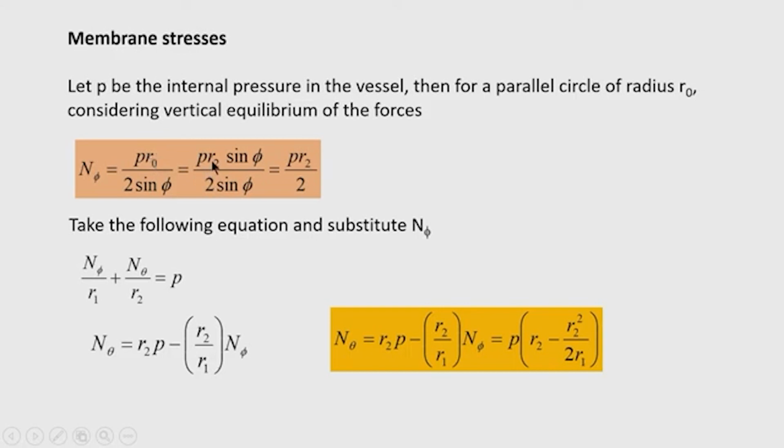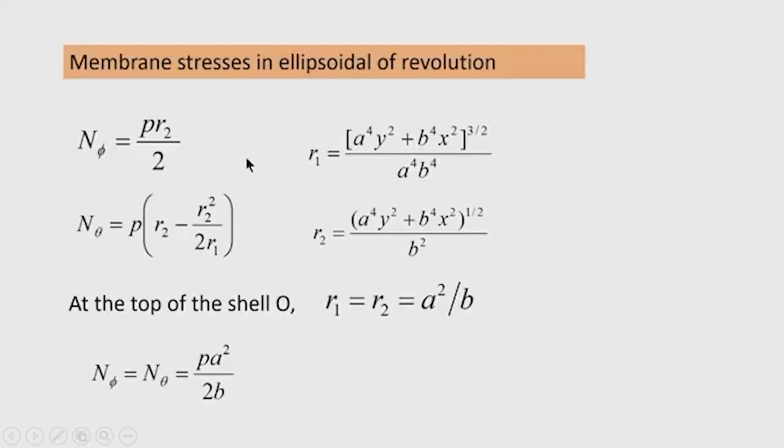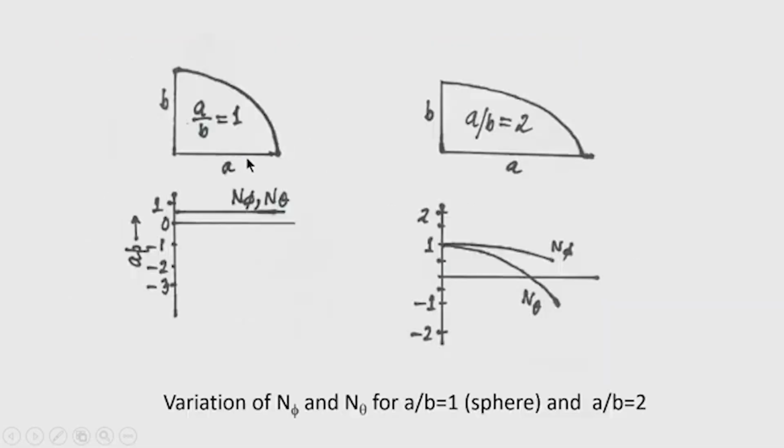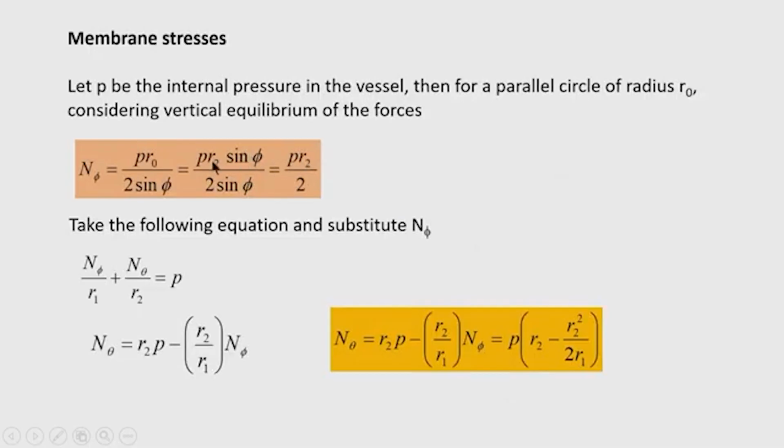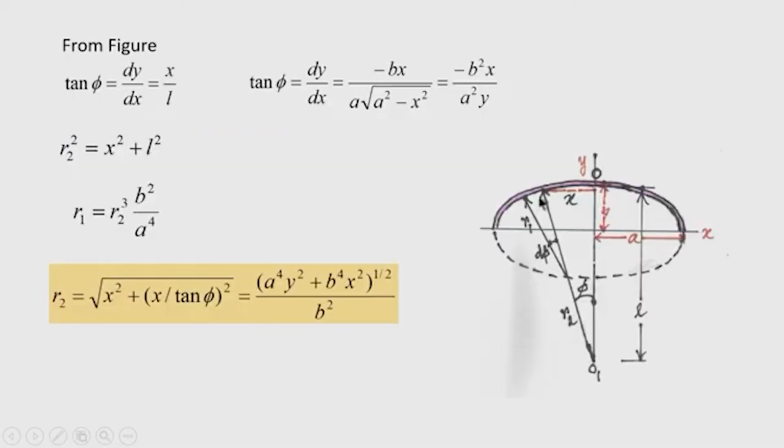and substituting r naught as R2 sin phi, because r naught you can see in this figure, this is r naught, x is r naught. So, r naught and R2 can be related. So, r naught is nothing but R2 sin phi. So, substituting this, we now get p R2 sin phi divided by 2 sin phi equal to p R2 by 2. In the figure, r naught is written as x, but here it is denoted at this level, the radius of this circle is r naught, which is equal to x.